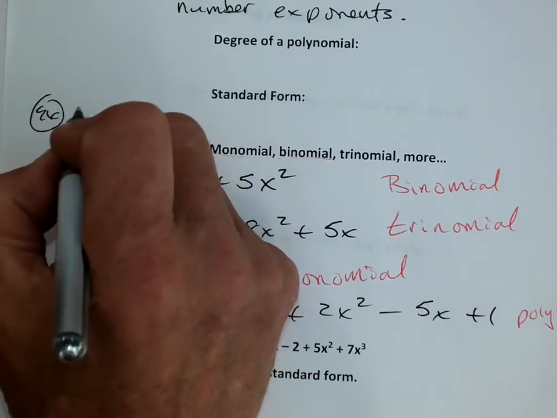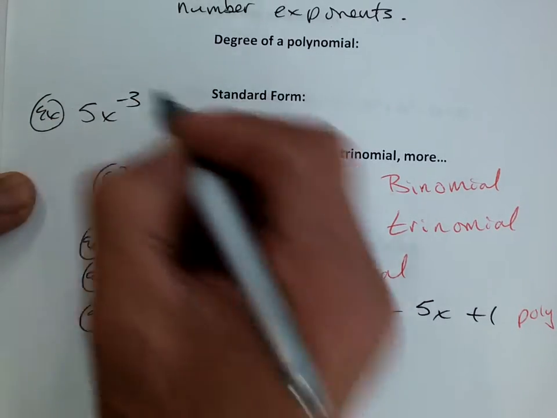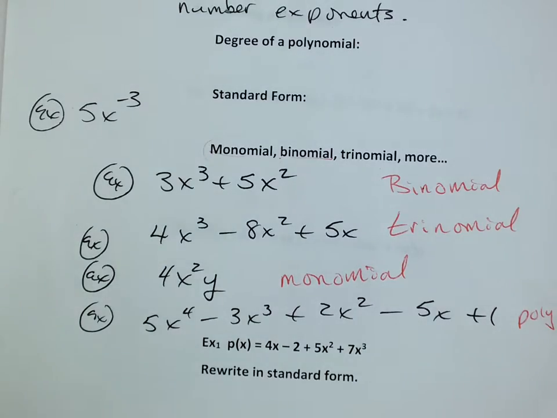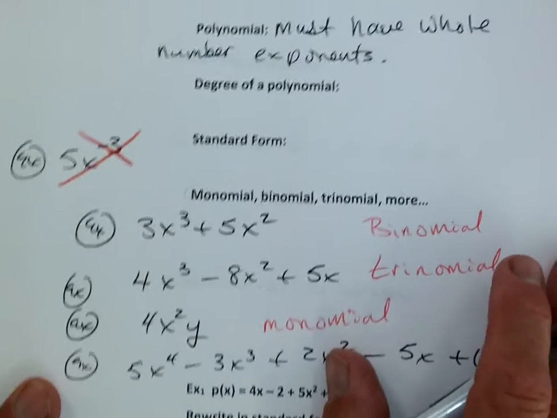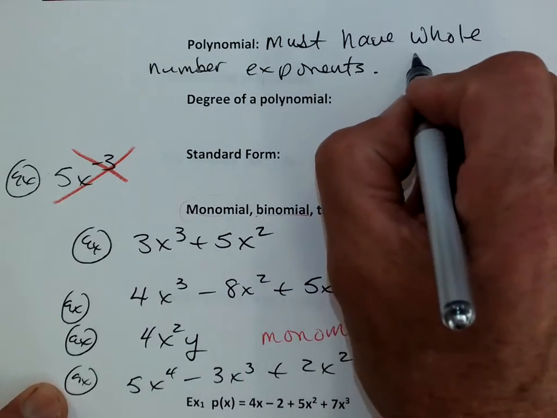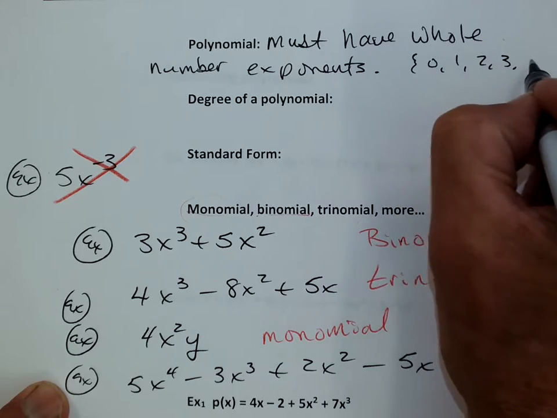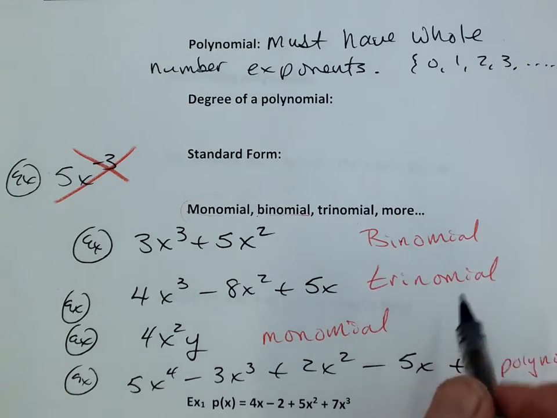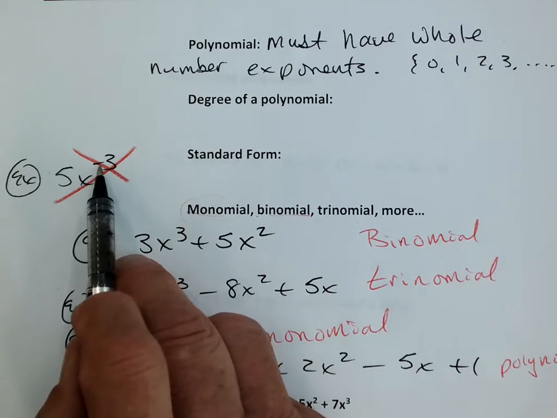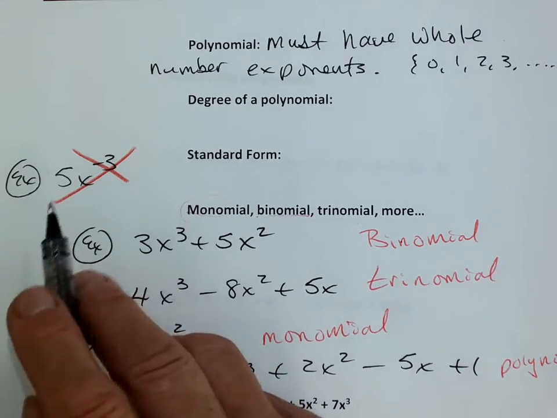Oh, by the way, let me show you an example of something that would not be a polynomial. Example, 5x to the negative 3, not a polynomial, because that's not a whole number. You see, let's go back to our definition. Whole numbers are these numbers here: 0, 1, 2, 3, and so on. Okay? Negative 3 is not a whole number exponent. That is not a polynomial, okay?